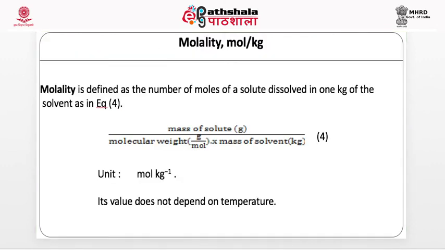In this case, instead of volume, we use solvent kilogram. Molality is defined as the number of moles of solute dissolved in 1 kilogram of the solvent. Therefore, the unit is mole per kilogram, as in equation 2. Molality equals mass of solute in gram divided by molecular weight times mass of solvent in kilogram.